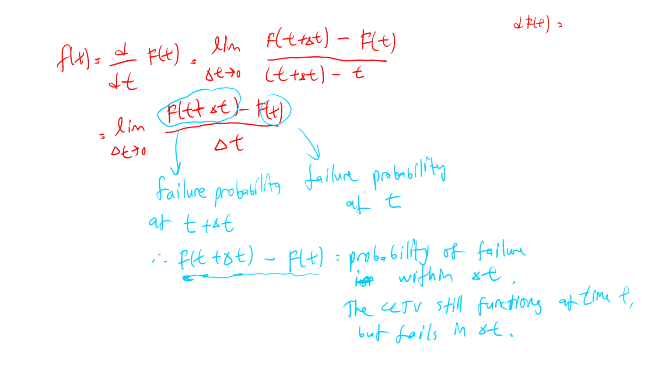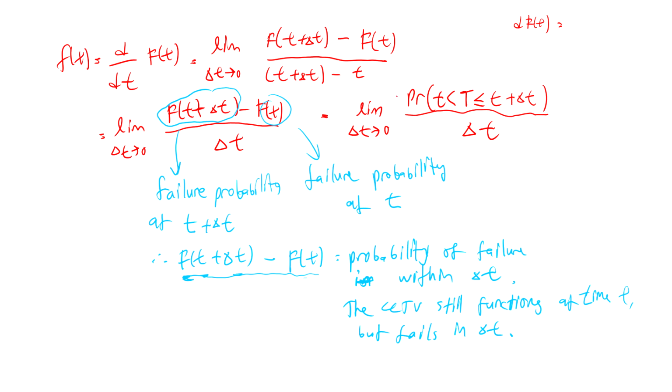Change the color back to red. So it is equal to the probability that it's still functioning at time t, meaning that the time to failure is greater than the time that we are asking whether it fails or not, but it fails within delta t.